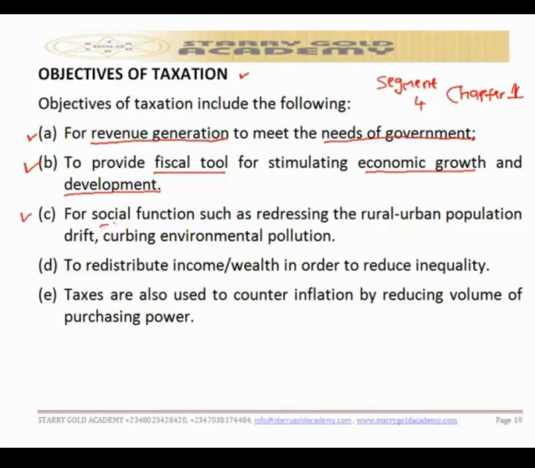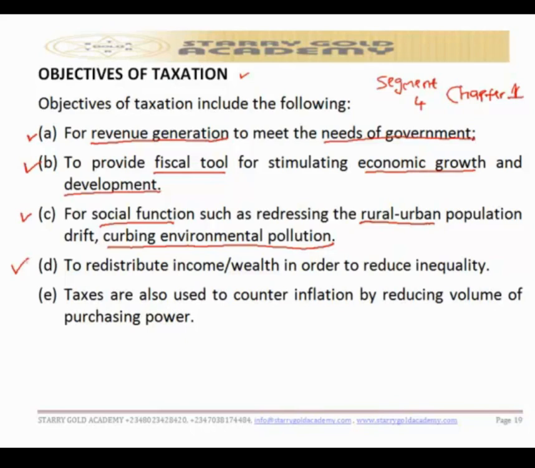The third objective is for social functions, such as reducing the rural-urban population drift. Most people come from the rural areas to the urban areas and from the urban areas to the rural areas. Taxation is used to redress these shifts caused by the rural-urban population drift, and it's used to curb environmental pollution. How can taxation curb environmental pollution? Very important, because the revenue generated from taxation is used to stimulate economic growth and development, and it's going to curb environmental pollution.